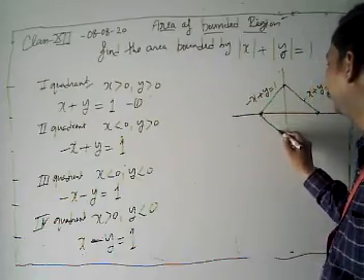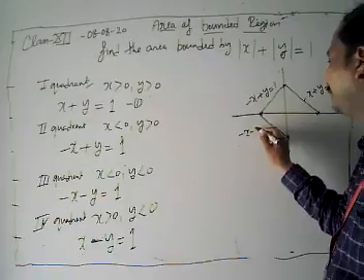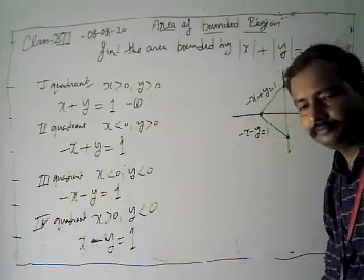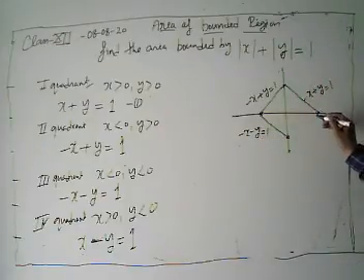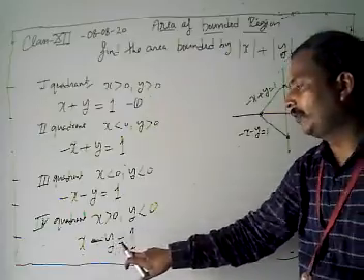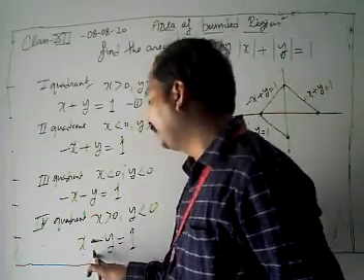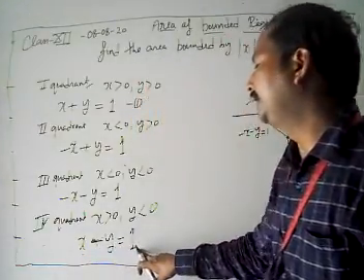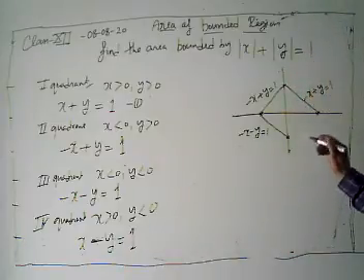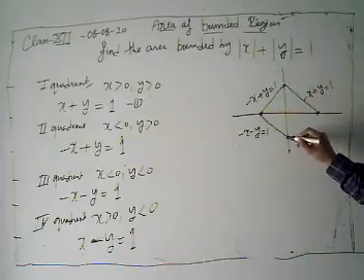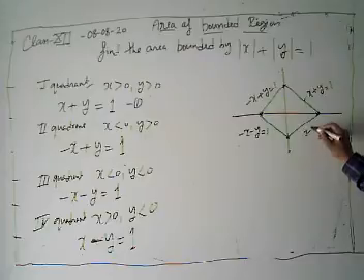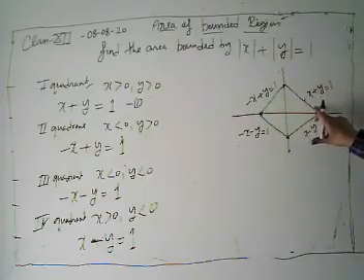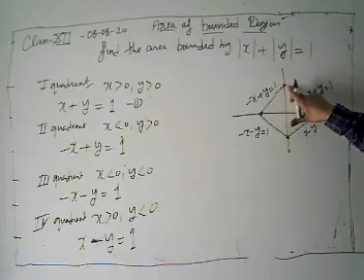Joining this, now this is our line minus x minus y equal to 1, and x minus y equal to 1. Then from the intercept form x by a plus y by b equal to 1, our x is 1 and y is minus 1. Joining this is our line x minus y equal to 1.